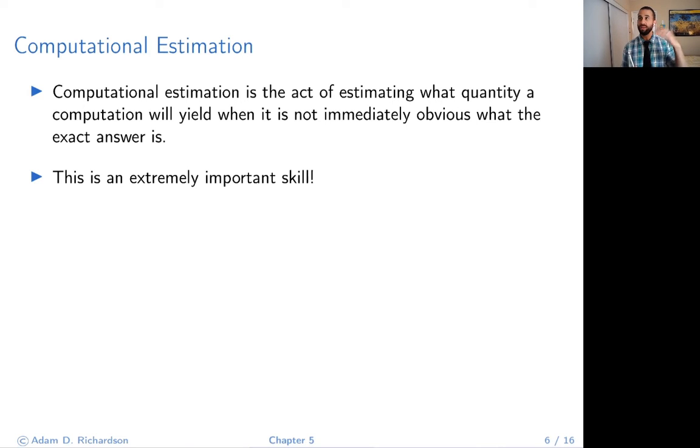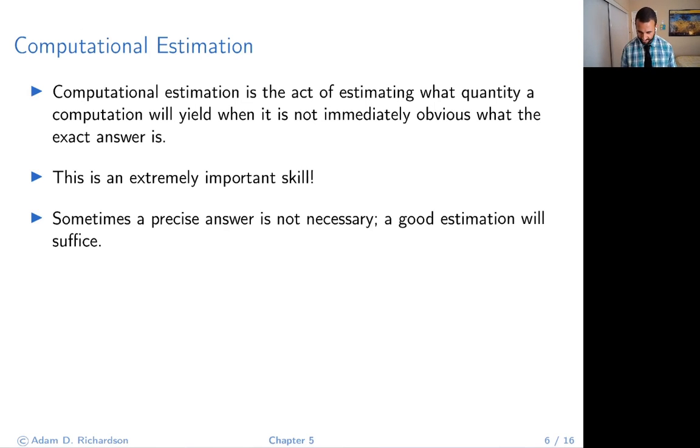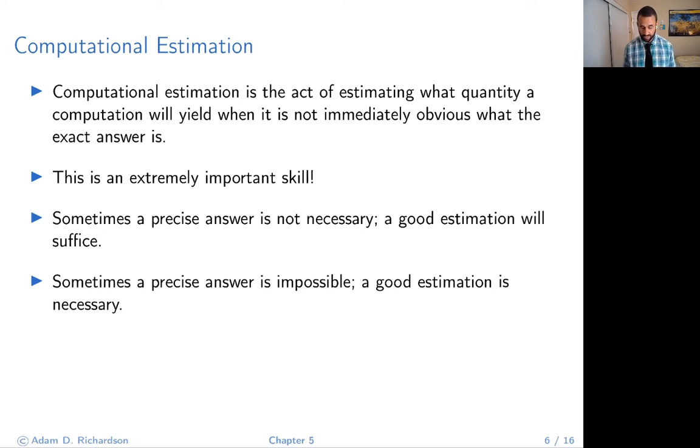So being able to estimate things like size and number, that's numeracy. That's a skill that you develop, that we teachers teach our children as they go along in the math curriculum. Also, there's this fact. Sometimes a precise answer is not necessary, and an estimation will just be fine. You don't need to know exact values all the time. Sometimes you can just get close and it's fine. Moreover, sometimes a precise answer is not even possible. There are times where you won't get an exact answer because an exact answer is not achievable, and all you can rely on is a good estimation. So a good estimation is necessary in that case.